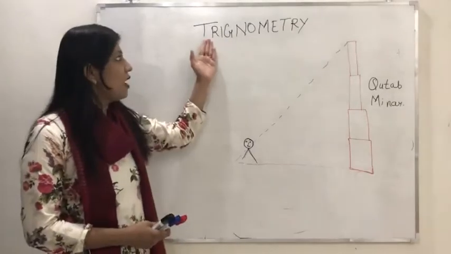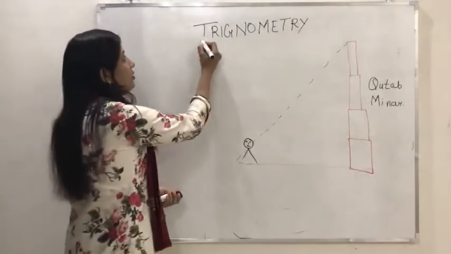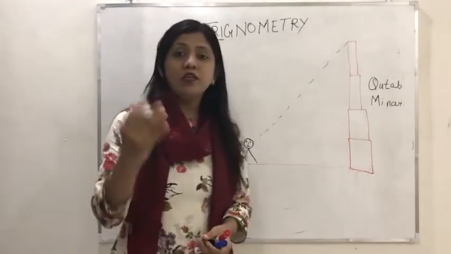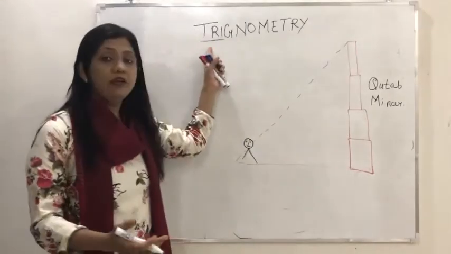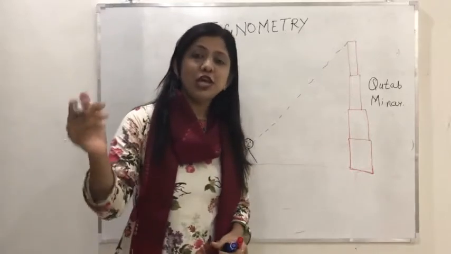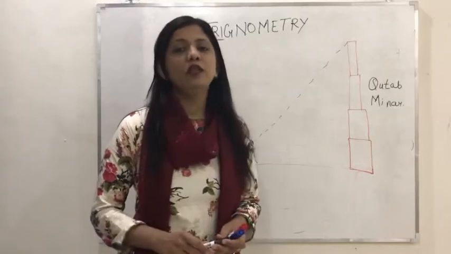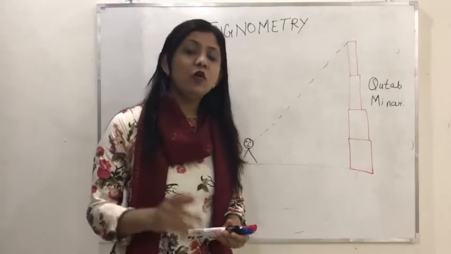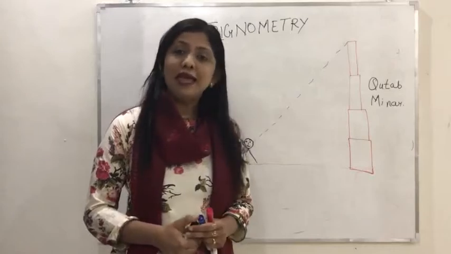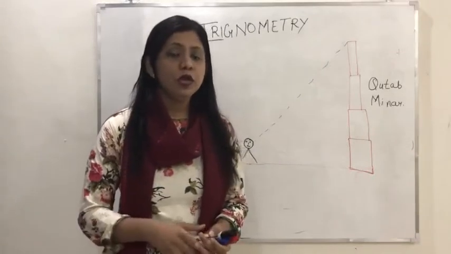So here I have trigonometry. You can see what is written: tri. Tri means three sides. In trigonometry you will study about 3 sides. So which shape has 3 sides? Triangle. A triangle has 3 sides. So in trigonometry we will always draw a triangle, and then we will learn about trigonometric ratios.